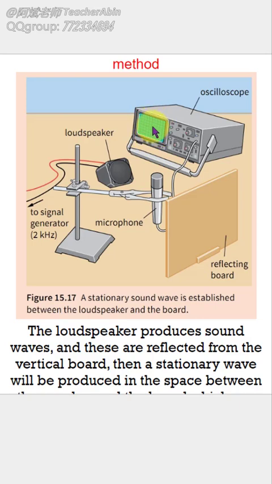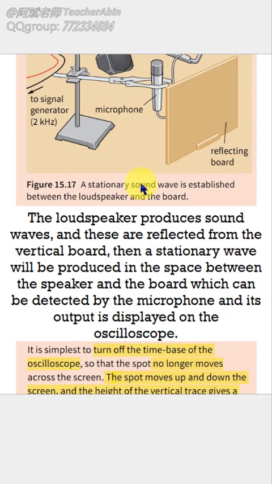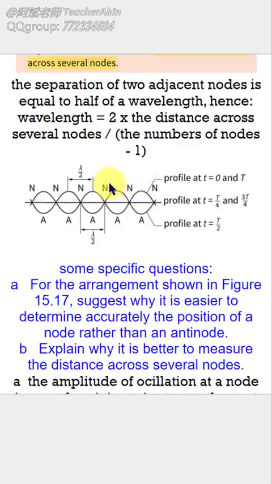The vertical height of the trace of the spot gives a measurement of the amplitude of the sound wave detected by the microphone. So by moving the microphone along the line between the speaker and the board, we can determine the position of nodes and antinodes of this stationary wave. Then measure the distance between these positions, and we can get the wavelength of the sound wave. To specify this, let's move on to look at this figure.